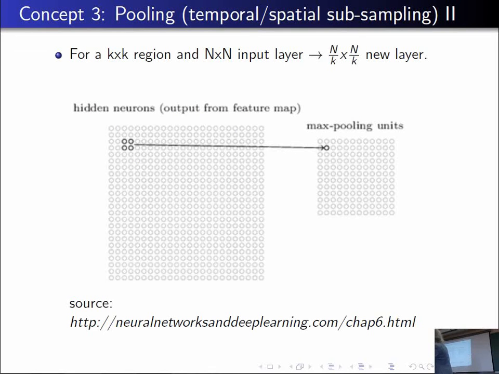Just a small point on the dimensions. If you start with an n by n input layer, and you have a k by k region for your pooling, finally you end up with an (n divided by k) squared new layer. That's basic. It's not that complicated.